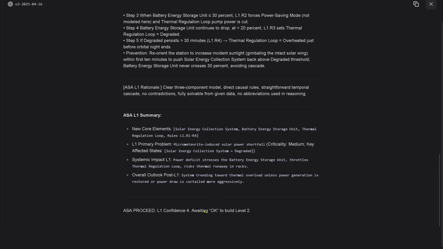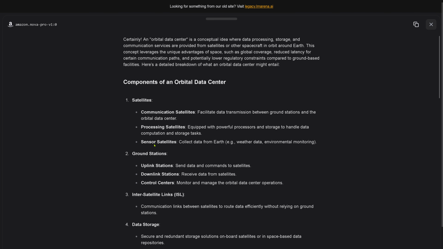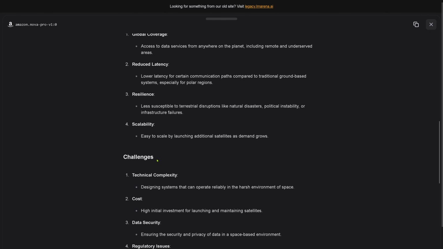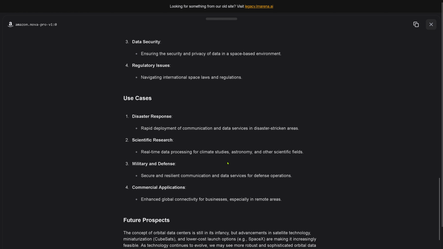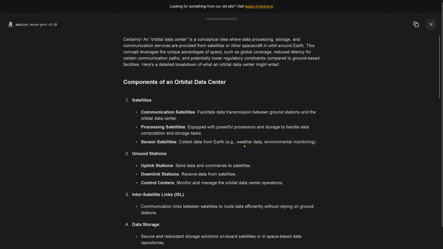But you know that in my prompt I say, okay, but I want to increase now the complexity. Amazon Nova. Okay, let's have a look at this. Communication satellite, processing satellites, ground station, uplink, downlink, control centers, inter-satellite links, data storage, global coverage, resilience, challenging, cost, data security, use cases. The concept of orbital data centers is still in infancy. Okay, the system simply failed to understand what it should do.